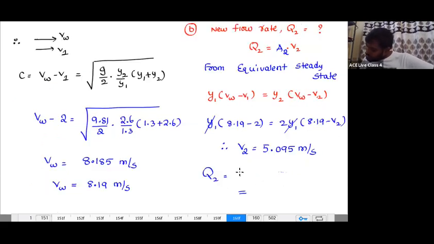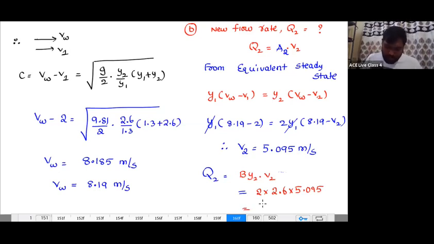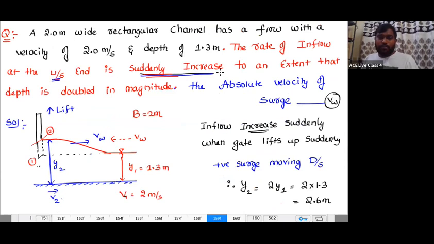Okay. So B Y2 into V2, 2 into Y2, 2.6 into 5.095. So that's going to be 26.49. That is going to be 26.49 meter cube per second. So when I go for the new one, I am going to increase the rate of flow. So then definitely, obviously, the discharge increases. That is the reason why it's unsteady, right?